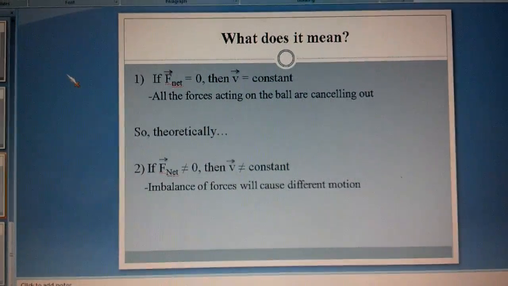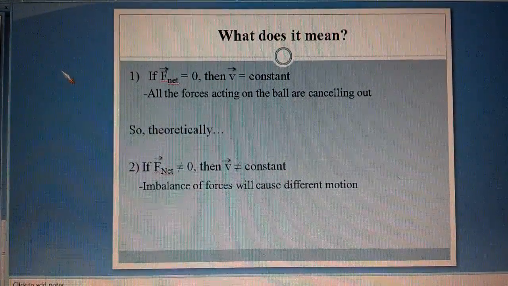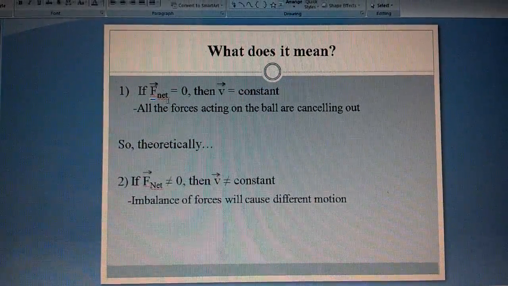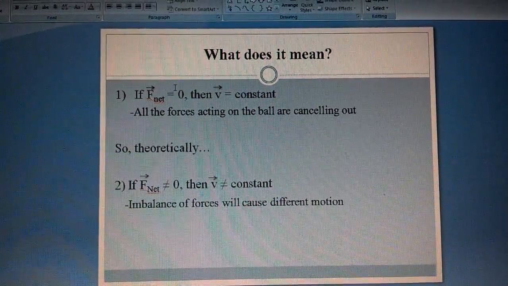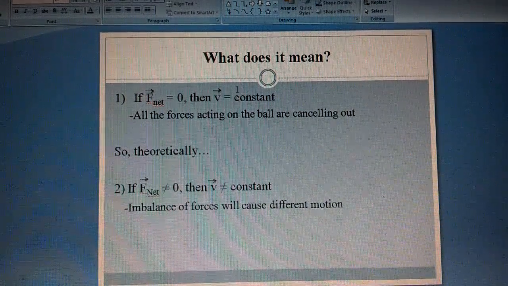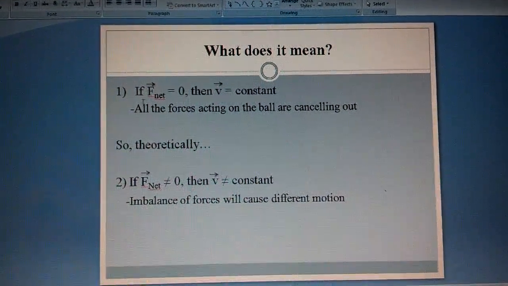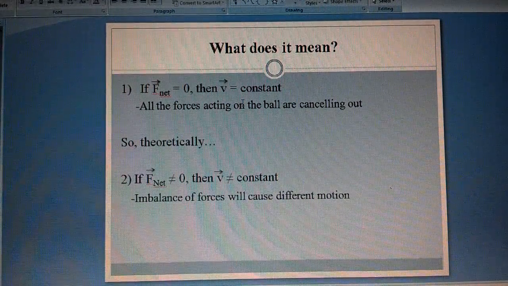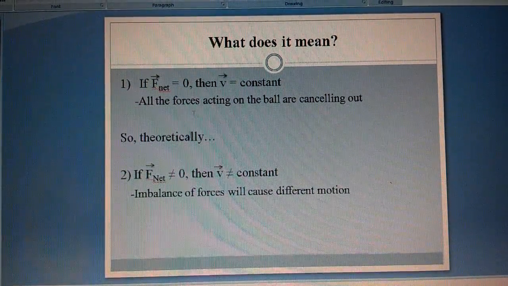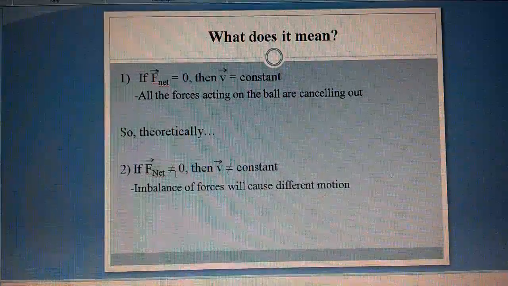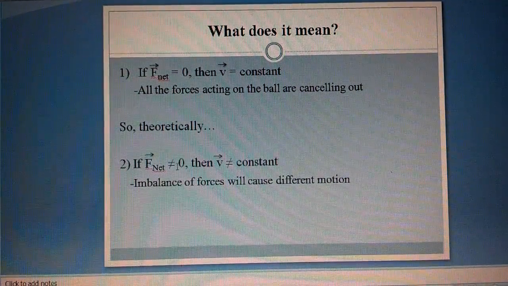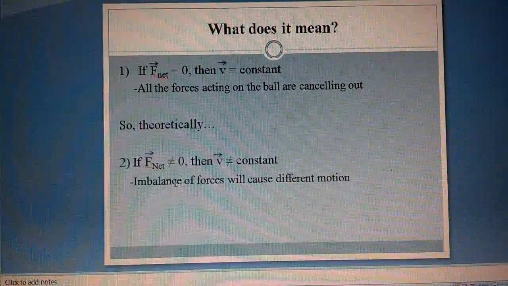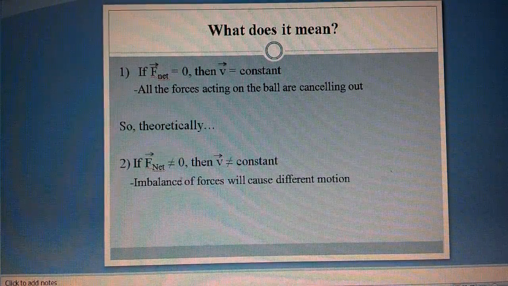So, to summarize, what does this actually mean? Well, if the net force is equal to 0, then the velocity should be constant. And this is because all the forces acting on the ball are canceling out. So, theoretically, if the net force is not equal to 0, then the velocity should not be constant. And this imbalance of the forces should cause a different motion.